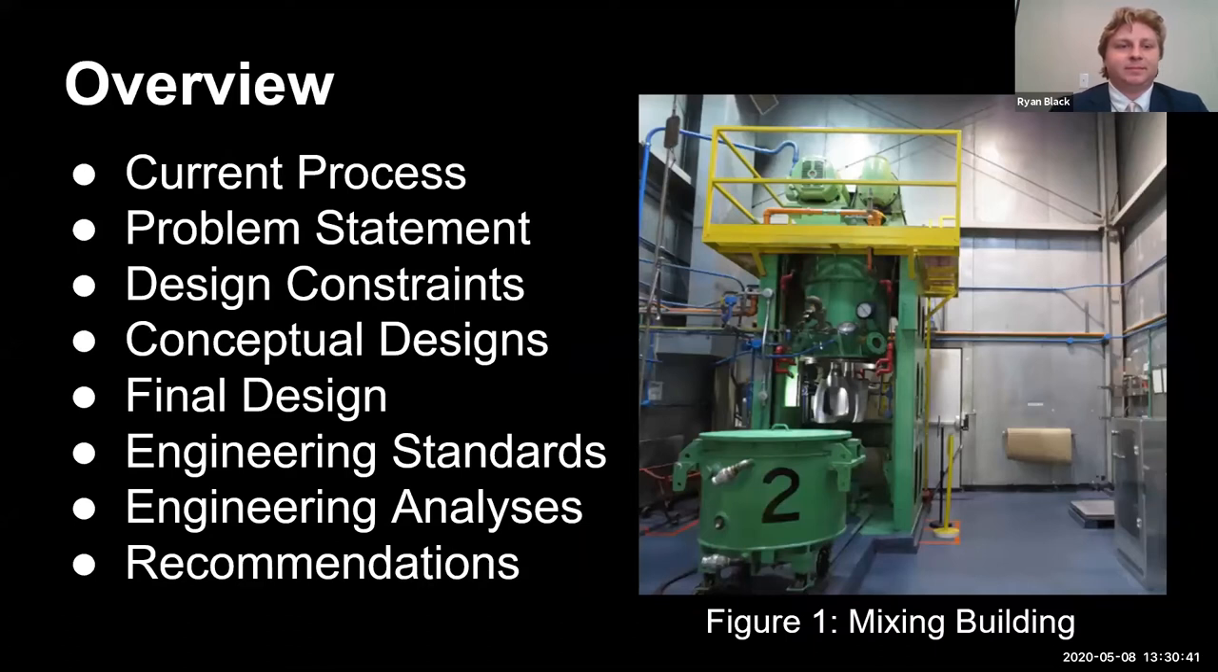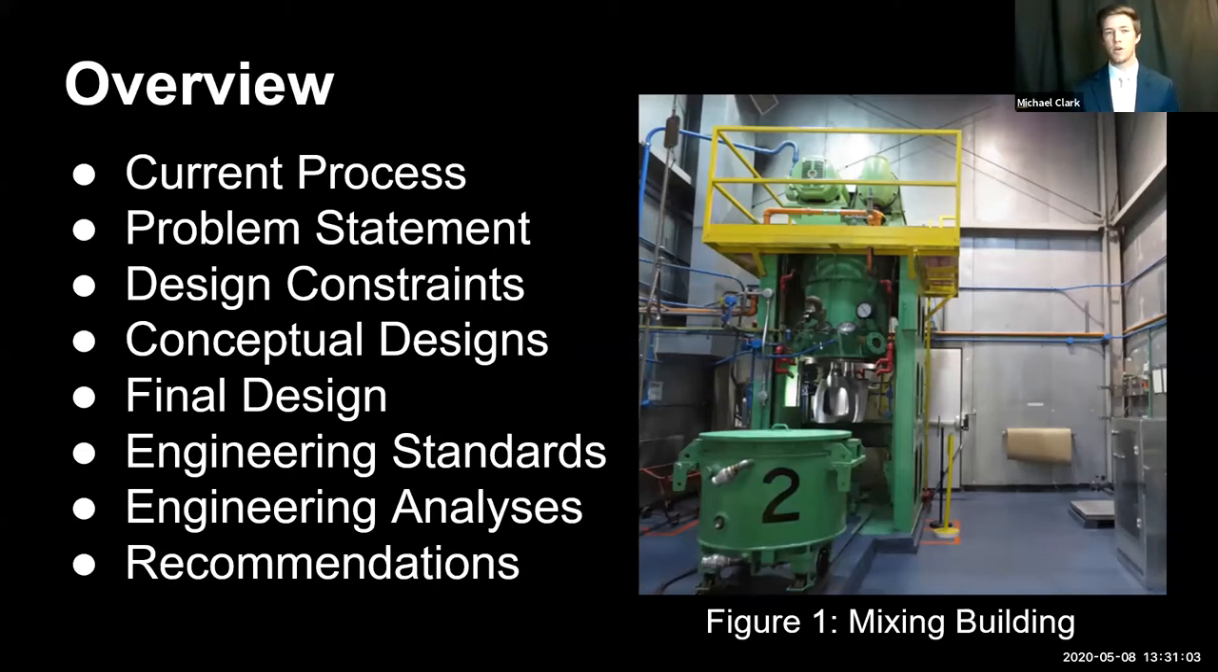So as you can guess, Aerojet primarily makes rocket fuel, and pictured in figure one is one of the mixers inside of the mixing building on their property in Camden, Arkansas. This is actually one of the smallest buildings and mixing units that they have.